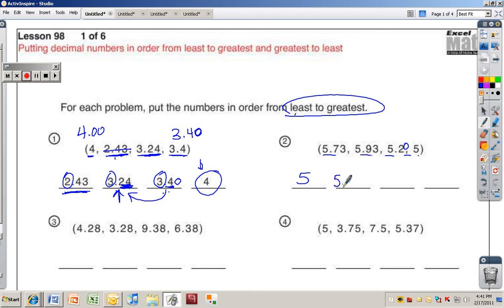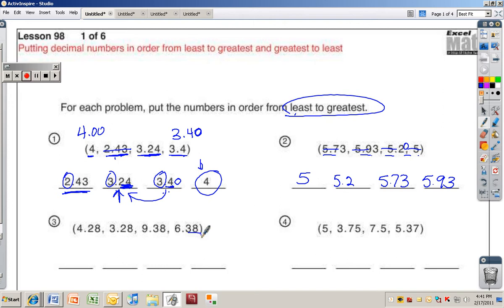Well, the smallest out of those is going to be 20 hundredths, or 2/10. And then the next one, 5.73. 73 is obviously smaller than 93, and 93 would be the last one. Sometimes you like to cross these out as you go just to keep track of which ones you've used. Okay, the next 3 and 4, least to greatest also. Pause the video, turn it back on when you're ready for the solution.